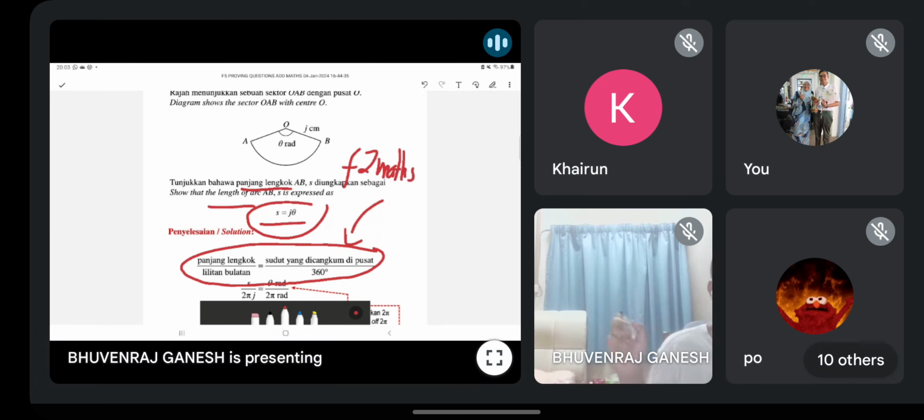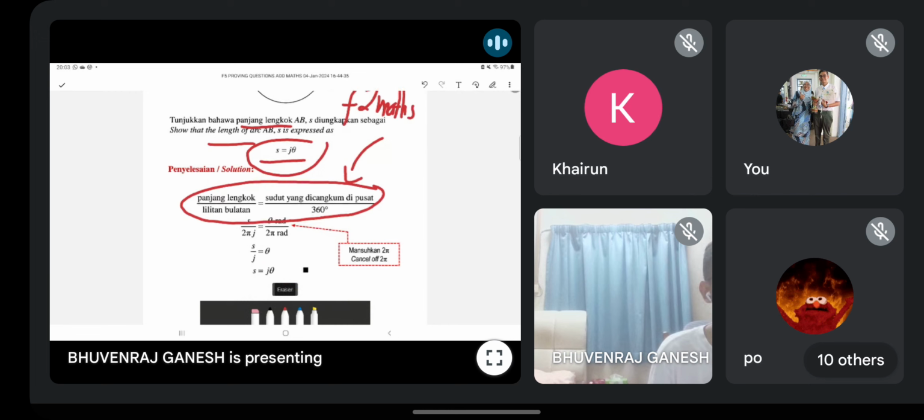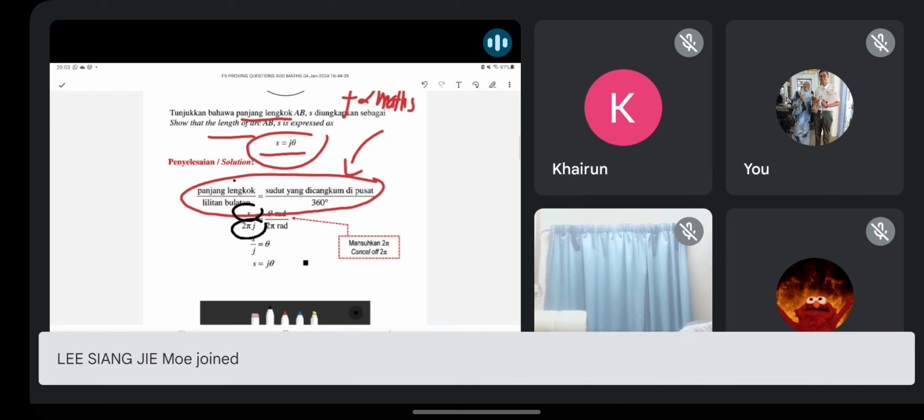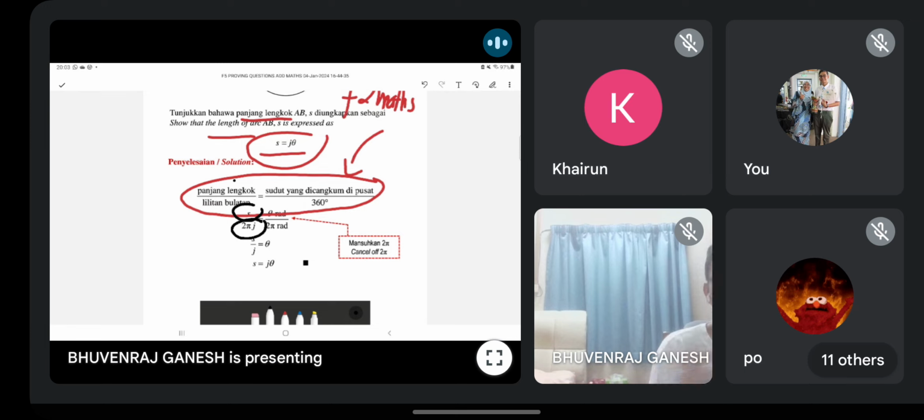Okay, length of arc divided by circumference equals angle divided by 360 degrees. Okay, so this is the formula. Okay, so macam mana? Okay, wait. Length of arc, you can use the symbol S. Okay, circumference of circle, you can use the symbol 2 pi r. Angle, you can use the symbol theta. And then 360, you must change it to 2 pi.